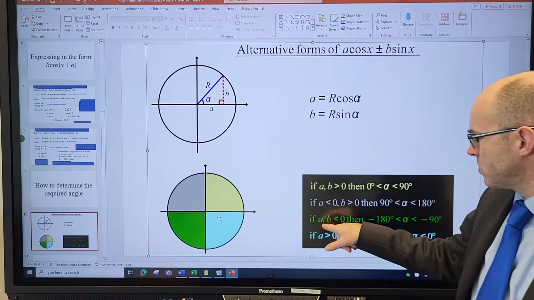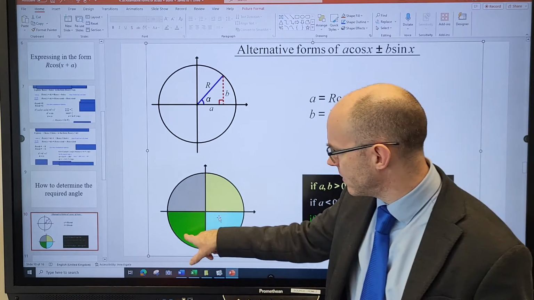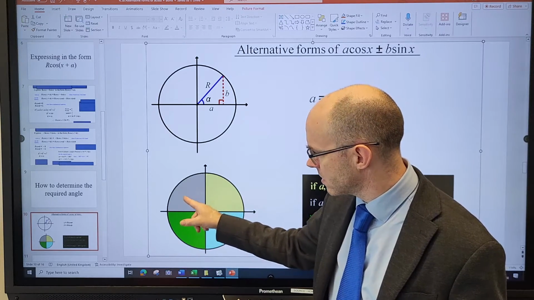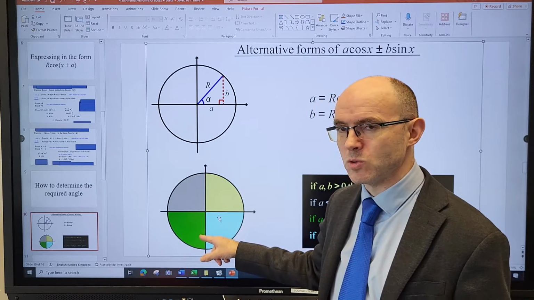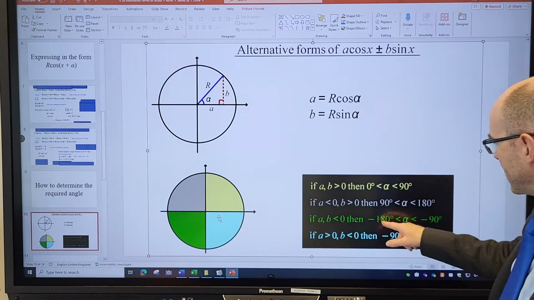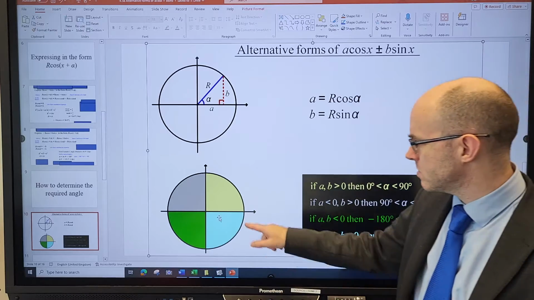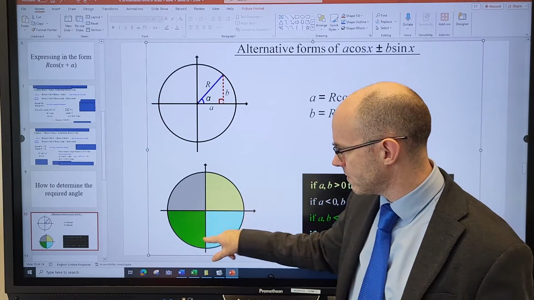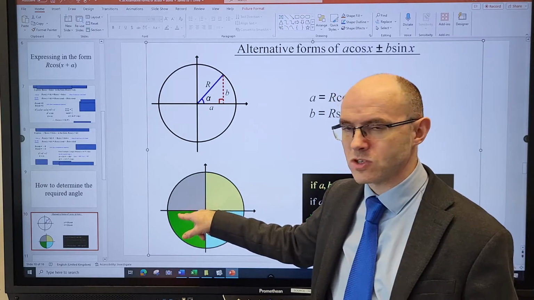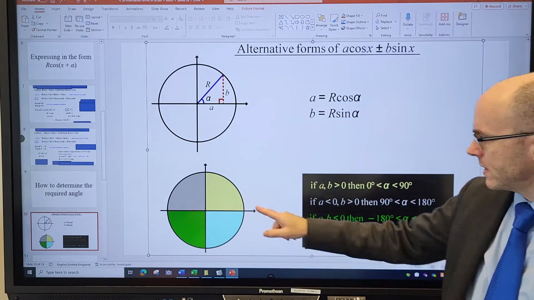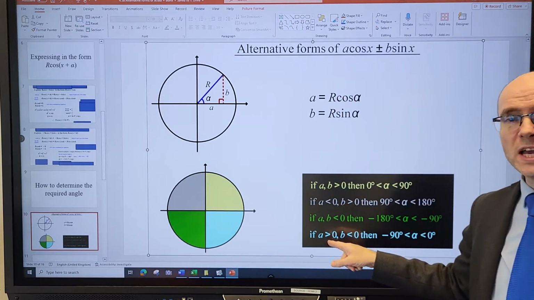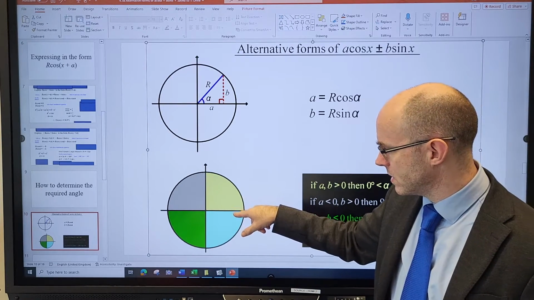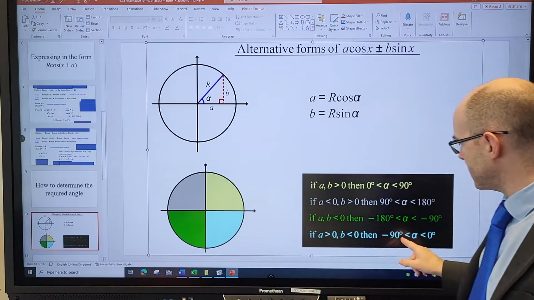Next one, if a and b are both negative, it's down here. So negative a, negative b, down here. The angle then is going to be between 180 and 270, or between negative 180 and negative 90. Because remember, positive angles that way, negative angles that way. Or alternatively, in this quadrant here, a is positive, b is negative, so somewhere between negative 90 and 0.